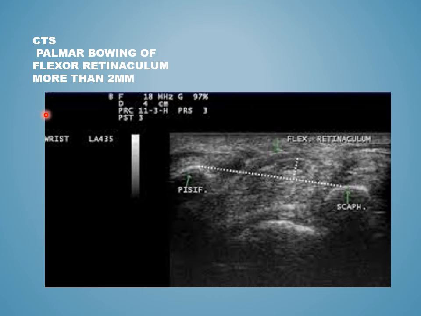Another sign is the palmar bowing of the flexor retinaculum. Normally, if we take a line from the pisiform to the scaphoid, and draw another line reaching the flexor retinaculum, in normal setting, it is less than 2 millimeters. If it exceeds 2 millimeters, then there is bowing of the flexor retinaculum, and this goes with the carpal tunnel syndrome.